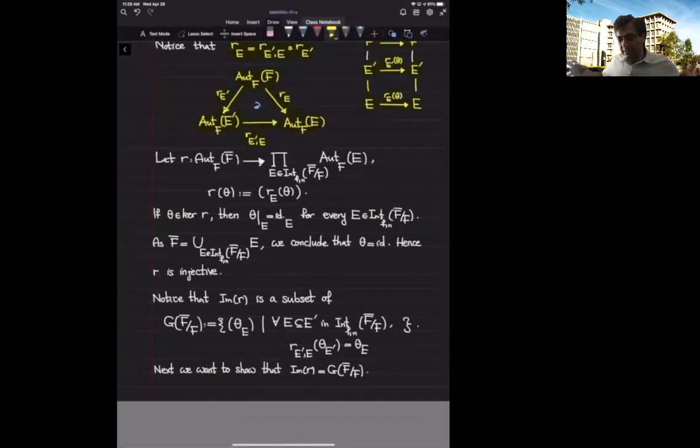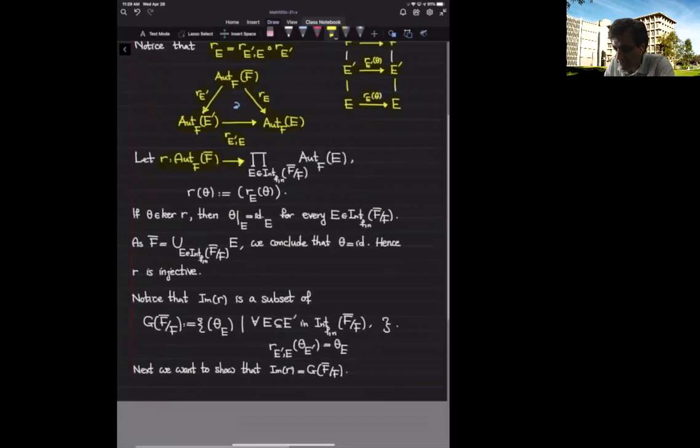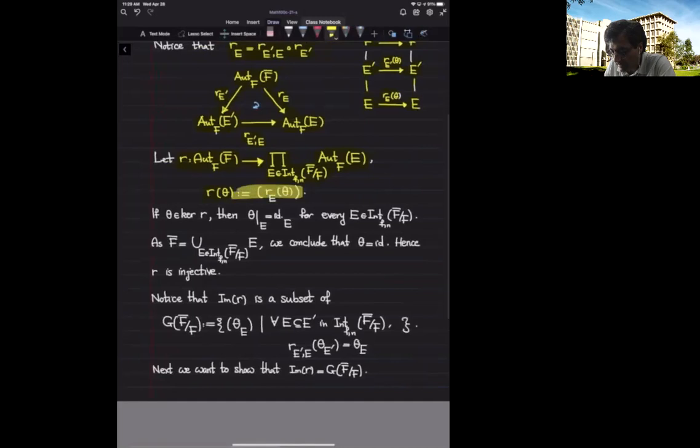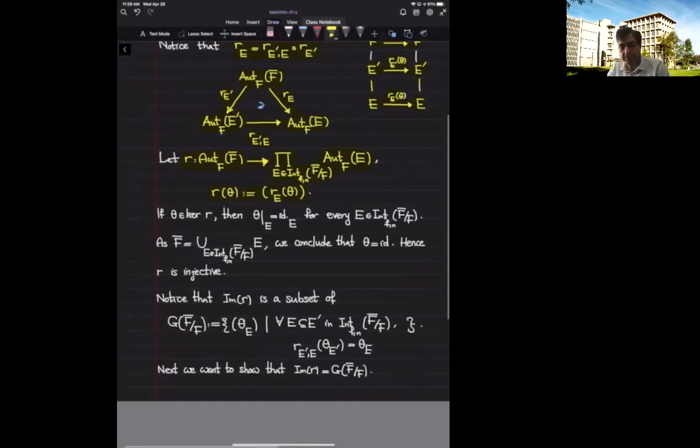Now I can put these restriction maps together and get a function from this large group of symmetries of F bar over F to the product of these finite groups, groups of symmetries of splitting fields or finite normal extensions, intermediate subfields that are finite normal extensions. So all these groups are finite. I'm taking the product of these finite groups and I'm giving you a function from this large group to the product of these finite groups, essentially by restricting theta to E.